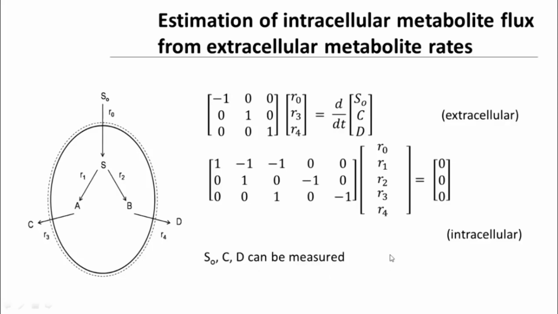If S0, C and D can be measured, you can calculate these, right? You take points at reasonably closely spaced time intervals, then you can actually get the rates of variation of S0, C and D in the extracellular space. Knowing the rates of S0, C and D, let us say our interest is in estimating R1 and R2. That's our interest. That is what we said here, estimation of intracellular metabolite flux or rates from extracellular metabolite rates.